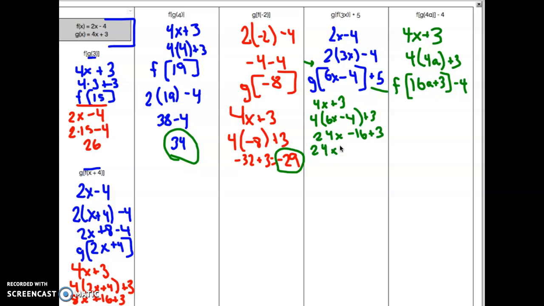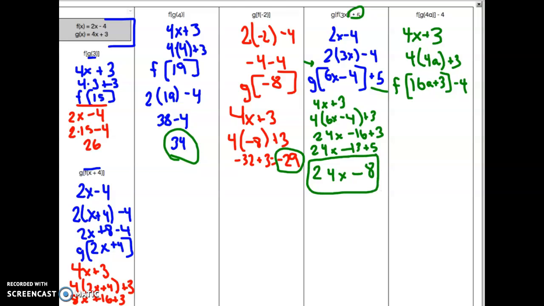24x and -16 plus 3 is minus 13. I will then do my plus 5 because that was from earlier, this plus 5. So the final answer for this one should have been 24x minus 8. That's what we're looking for there.